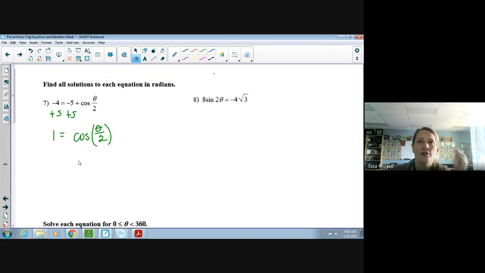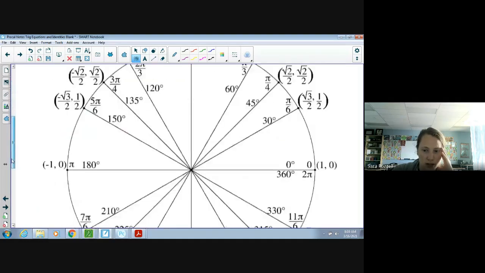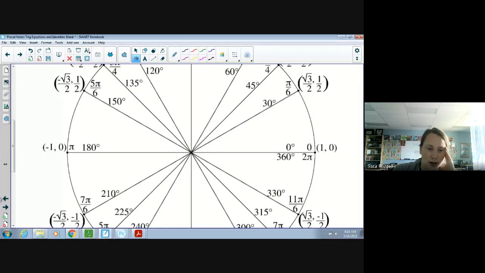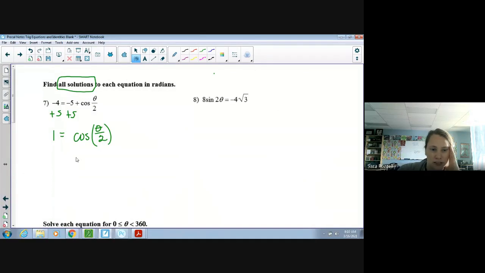Are we going from 0 to 2 pi, or are we finding all solutions? All solutions. Okay, so we're going to have to write our plus 2 pi in. We're looking for when is cosine 1. Don't worry about the theta over 2 right now. So when is cosine 1? Cosine is 1 at 0, right? I'm going to say 0 plus 2 pi n. And that is equal to not just theta in this problem because we have this over here. That is equal to theta over 2.